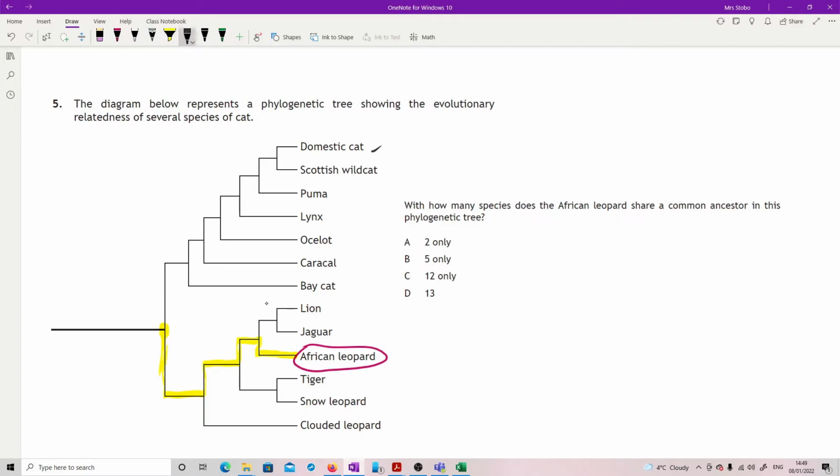So 1, 2, 3, 4, 5, 6, 7, 8, 9, skip it, 10, 11, 12. It's an odd question, but fair enough, it's the question.